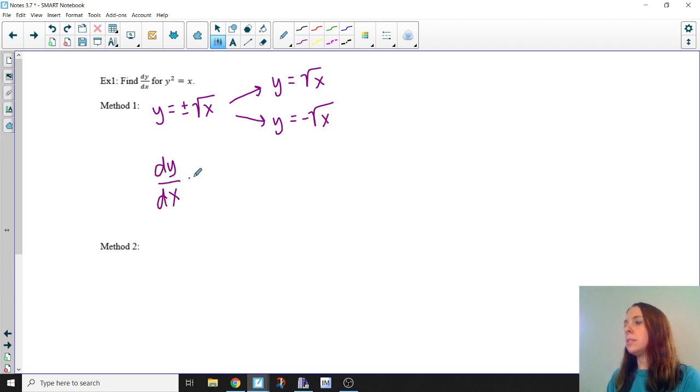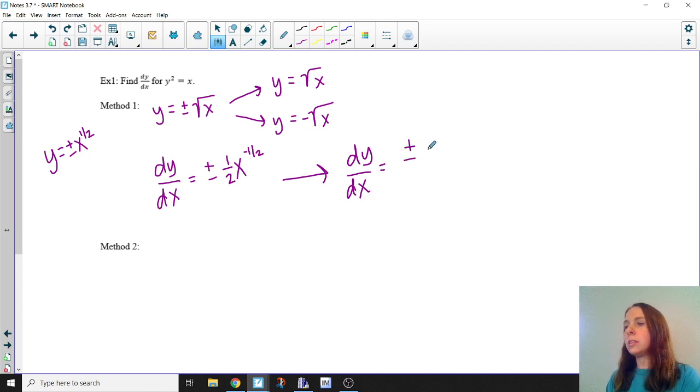Like this. The derivative of the square root of x, keep in mind that is x to the 1/2 power, right? It is 1/2 x to the negative 1/2 power. Or if we want to write that back in radical form, we could say it is plus or minus 1 over 2 times the square root of x. There we go.